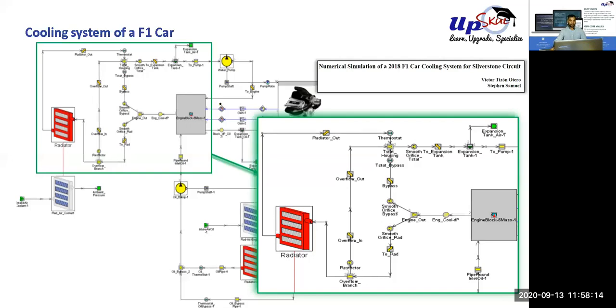This is a 1D model of an F1 car. Believe it or not, the cooling circuit of an F1 car is very simple, because they have to save weight. For example, an F1 car mostly has only one radiator. Sometimes, due to new regulations, it will have two radiators, one high temperature and one low temperature, because now F1 cars have batteries and motors.